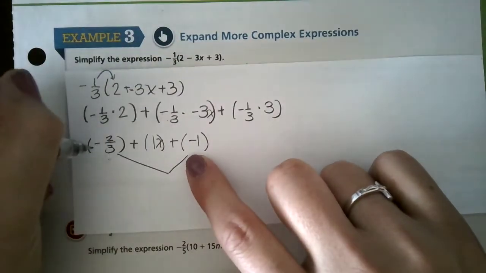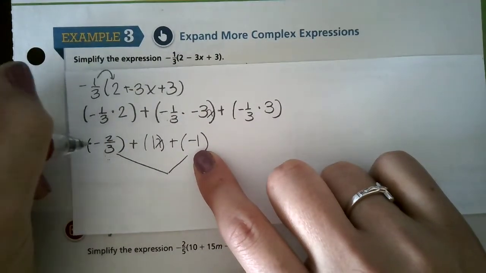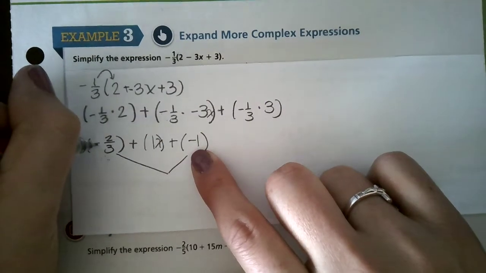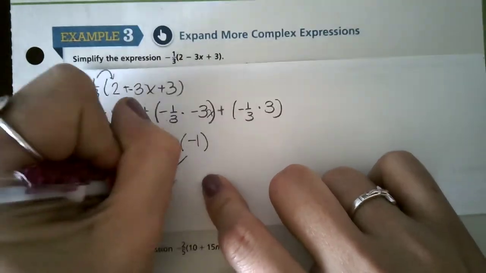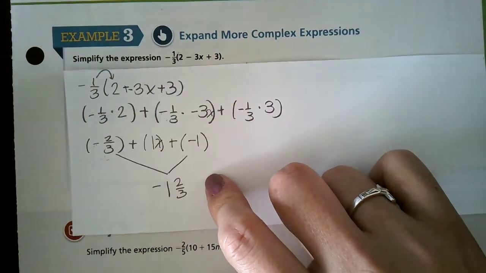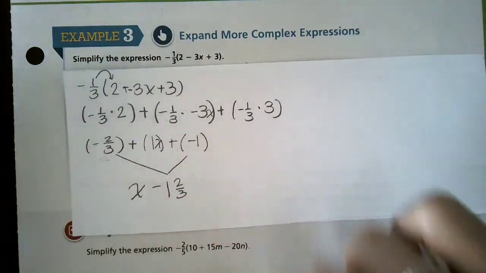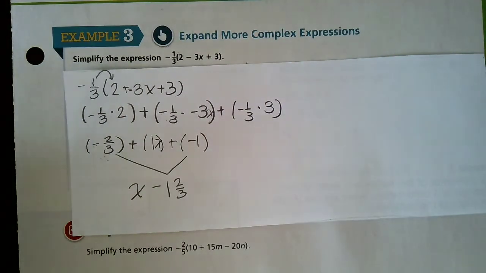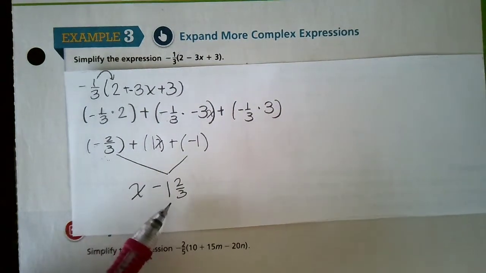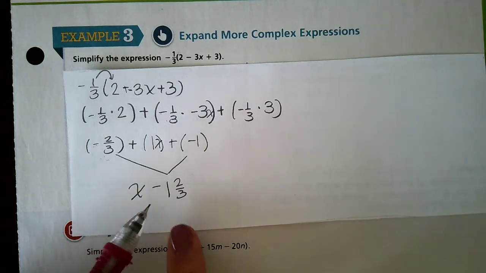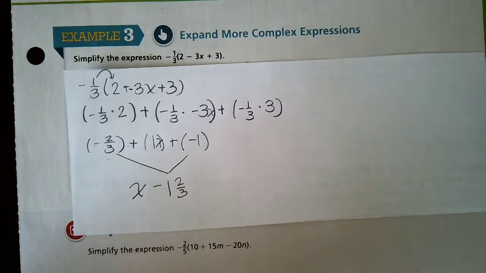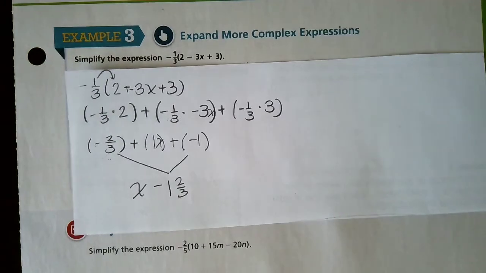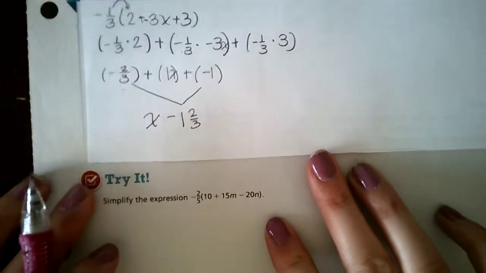So if I take negative 2/3 plus negative 1, that's going to be negative 1 2/3. And here we have x. So x minus 1 2/3. Or you can write this as negative 5/3. We could also switch the order and say negative 5/3 plus x. Any of those options are okay. In your book list, all of those. All right, now let's try it.